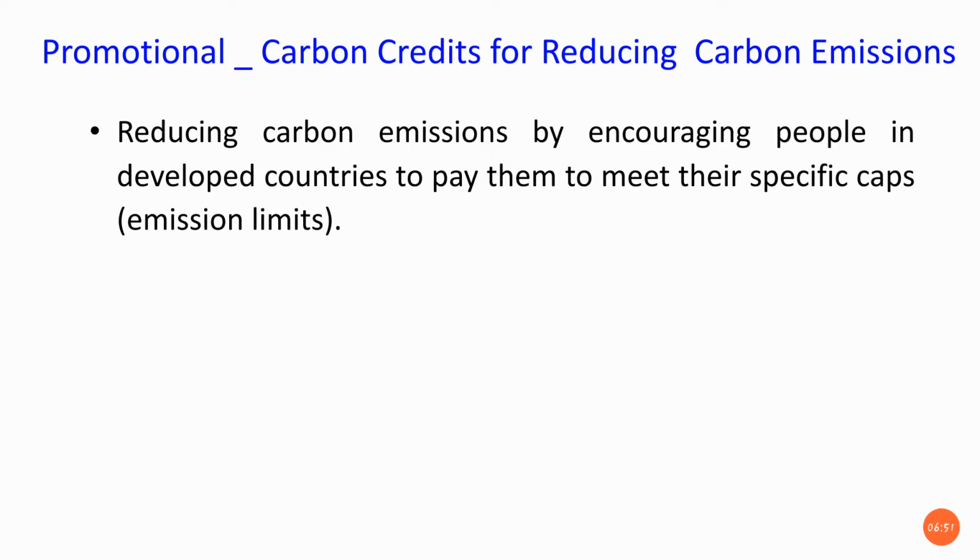So carbon emissions are reduced by encouraging people in developed countries to pay to meet their specific caps. As we said, there is a carbon sale and there is a carbon tax. Suppose an industry needs to produce 2 tons of products. Then they emit a certain amount of greenhouse gases into the atmosphere. So that company needs to pay the government, so that the government can generate green sinks through green belts.